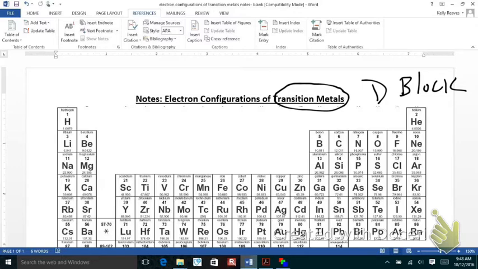No, you're on the right page, okay? It looks just like yesterday. It's just, I put the periodic table on there again because it's easier for you to be able to write on that and look at it.